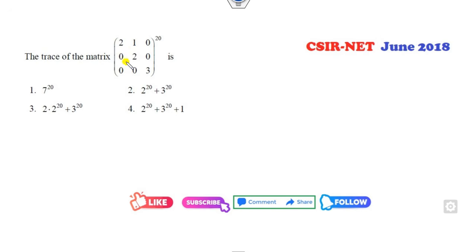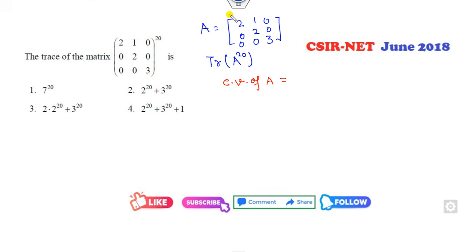The trace of this matrix. It's a matrix, so you can solve this problem with the help of the matrix also. If I call this my A, then your target is to find A raised to power 20. What are the eigenvalues of A? Clearly, it's a diagonal matrix. What are the eigenvalues of A raised to power 20? 2 raised to power 20, 2 raised to power 20, 3 raised to power 20.